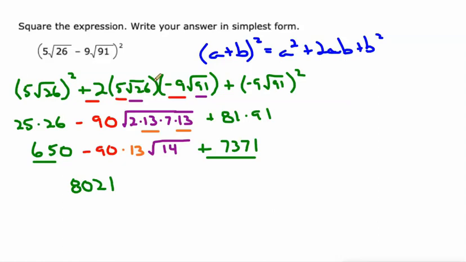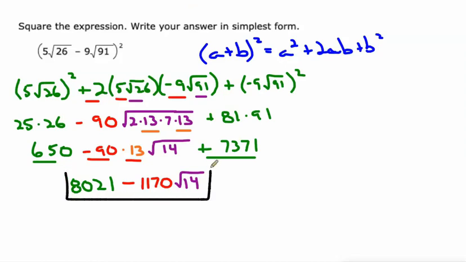And then the negative 90 times the 13 is negative 1170 times the square root of 14. As ugly as it is, that's our answer.